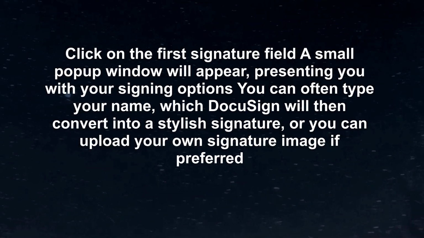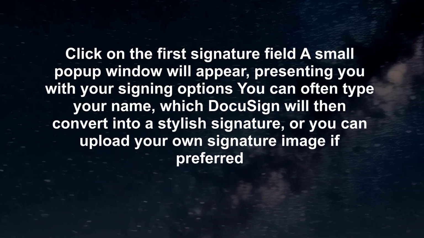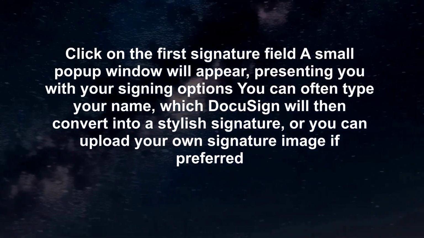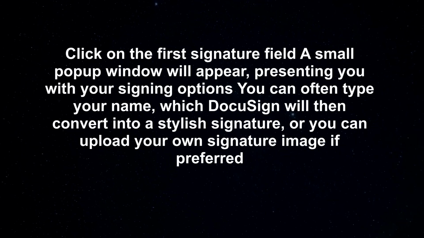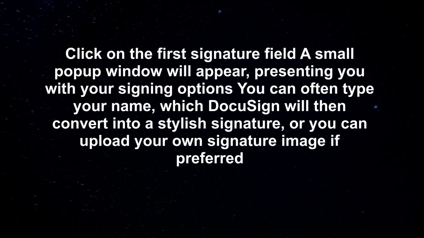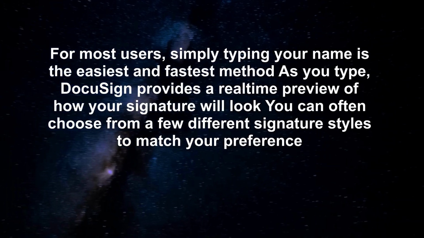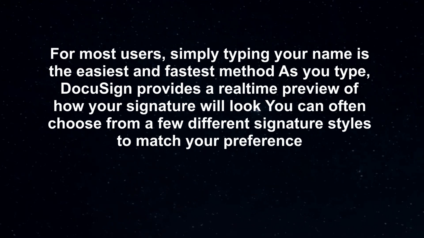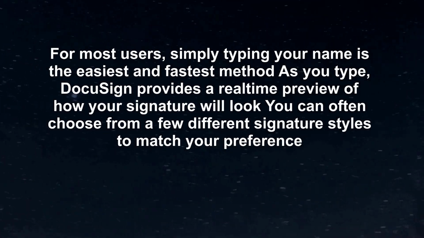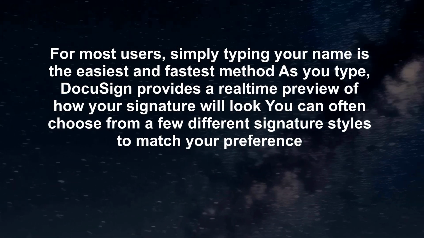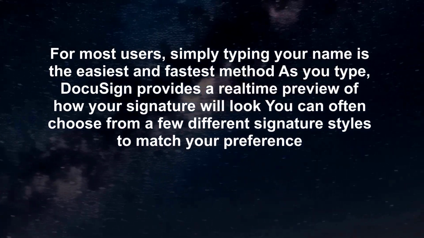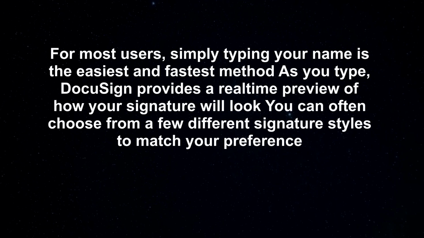You can often type your name, which DocuSign will then convert into a stylish signature, or you can upload your own signature image if preferred. For most users, simply typing your name is the easiest and fastest method. As you type, DocuSign provides a real-time preview of how your signature will look. You can often choose from a few different signature styles to match your preference.